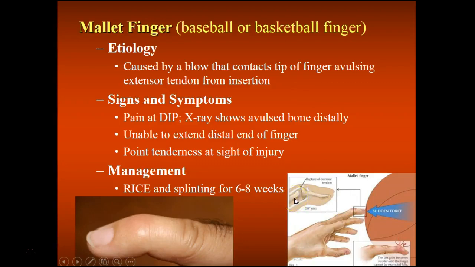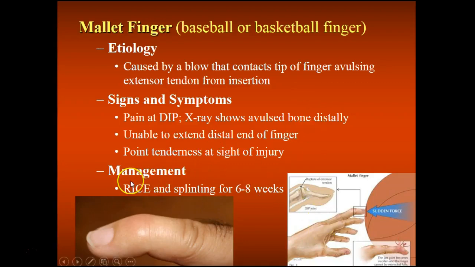So mallet finger is a rupturing of the extensor tendon that supplies the distal phalanx. What we see in patients is that they're going to be unable to extend that distal finger because that tendon is no longer intact. And for sure, they're going to have point tenderness, maybe some ecchymosis at the distal interphalangeal joint as well as on the distal phalanx itself. And so, what's the management?